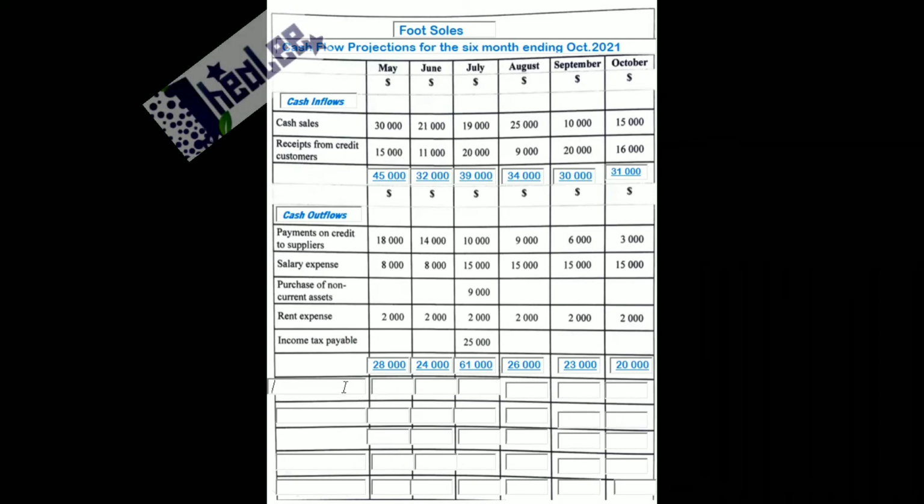We're now going to move into the balancing section of the cash flow, and we begin with the opening bank balance. And from the question, it was indicated that the opening balance for May is 5,000. So we're going to begin with that 5,000.